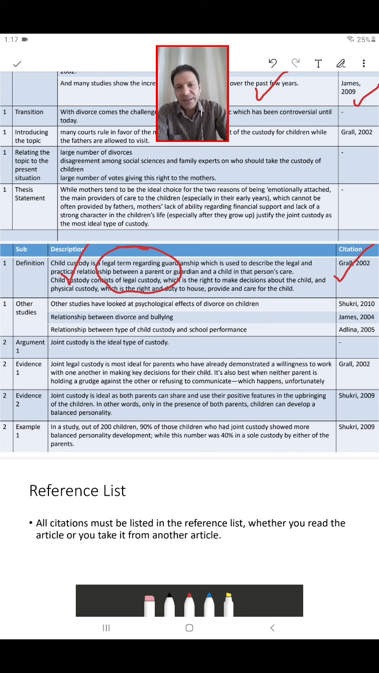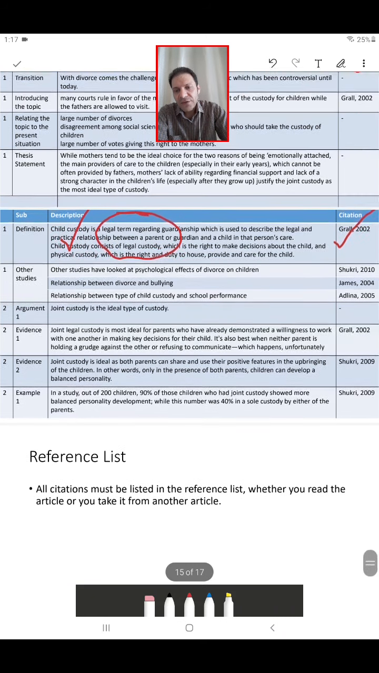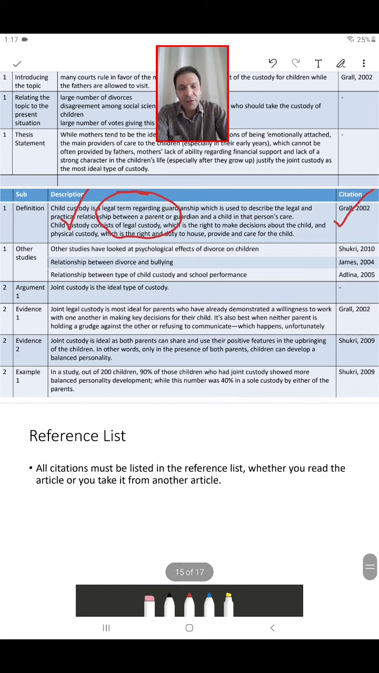Now if you are writing a problem solution paper, instead of argument 1, you have problem 1. For example, the cause of bullying, cause number 1, and then you bring evidence and example. And then, for example, the second cause of bullying, so that should be problem 2. Okay, and then you bring evidence, example for that. Or, for example, then you go to the solution, right? So depending on your type of paper, you can write argument, counter-argument, evidence, or problem 1, problem 2, evidence.